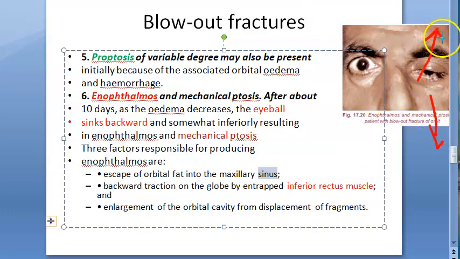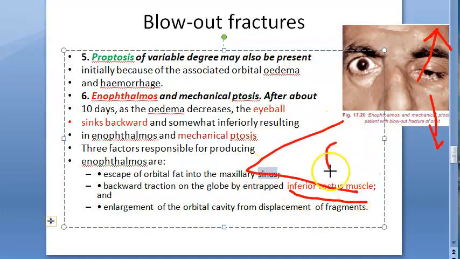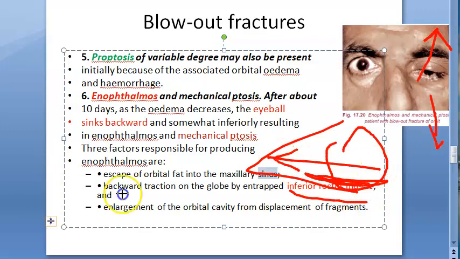Backward traction of the globe went backwards because of the trapped inferior rectus muscle. There's backward traction on the globe because of this inferior rectus muscle being entrapped. The globe has gone backward. So if this is the orbit, this is the globe, there is inferior rectus. Because of this inferior rectus getting entrapped, there is backward traction on the globe.